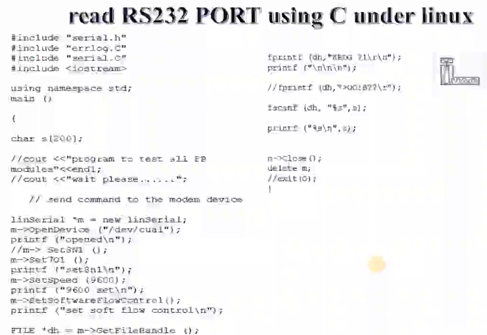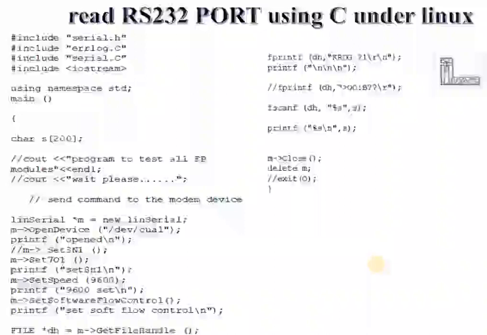a class called linserial, which is coming free. So this is a simple C++ program using linserial. So you're creating an object out of the linserial class. That is what you can see, linserial star m is equal to new linserial. So through that you can set the port /dev/cua1, which is nothing but, you can see, like COM2 or something, and you can set the protocol like 701. After that, speed.